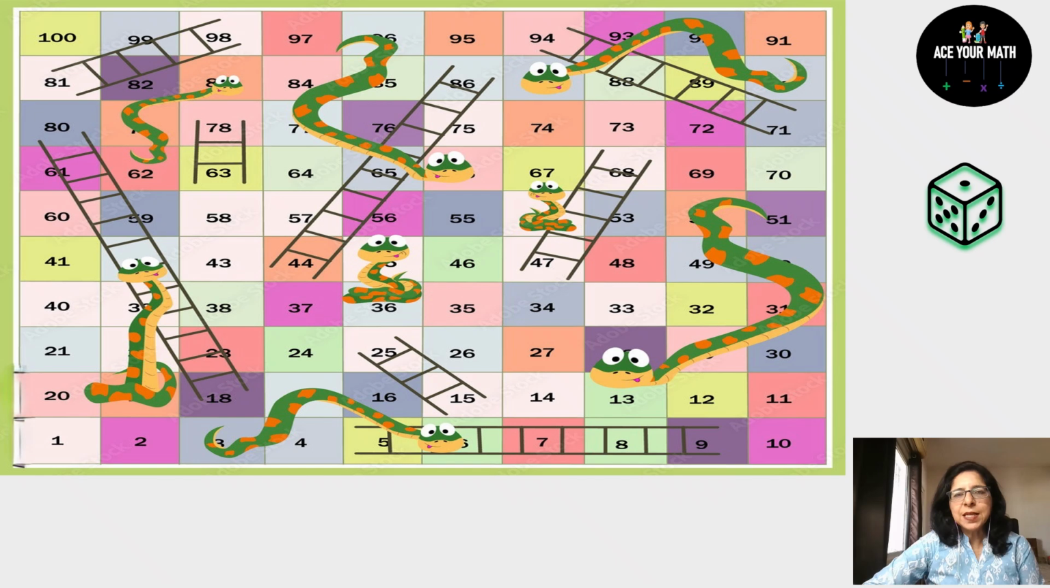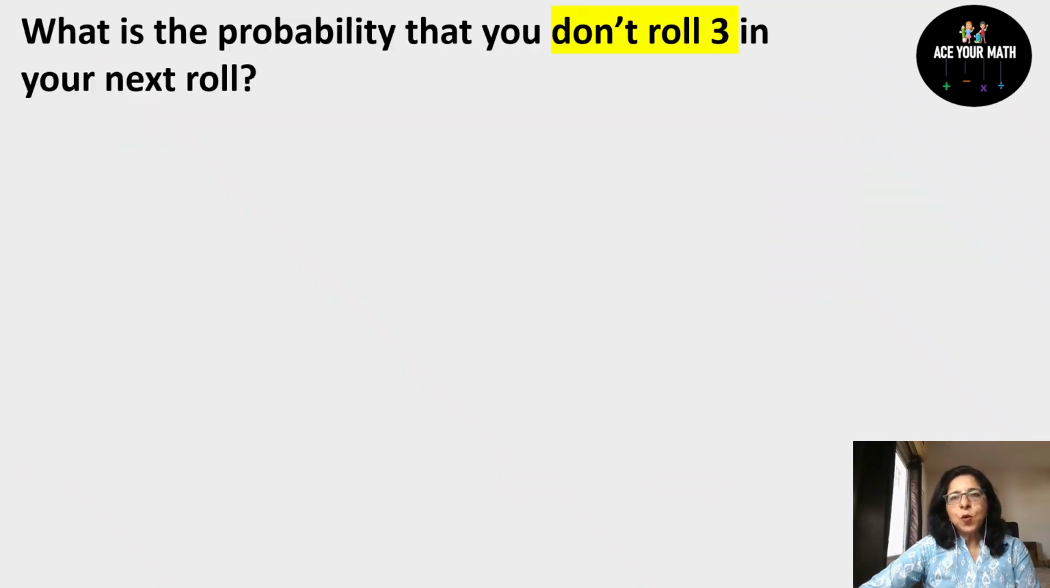Okay, let's continue our snakes and ladders game. On the board, let's say you are at square number 39. Now, there is a snake at 42 and it is your turn to roll a die. You don't want 3 now, because if you get 3, you will reach square 42 and there is a snake at 42. So you want to roll any number other than 3. Let's find its probability: what is the probability of not rolling 3 in your next roll?